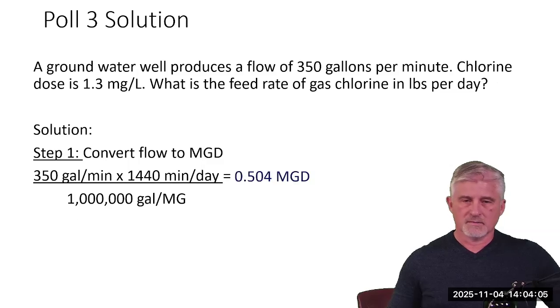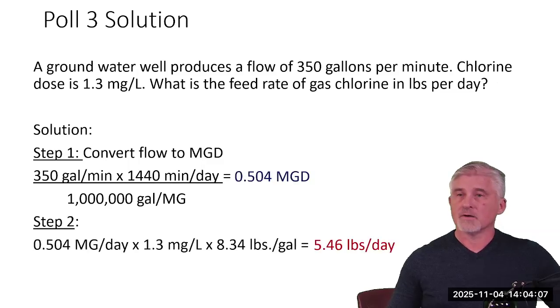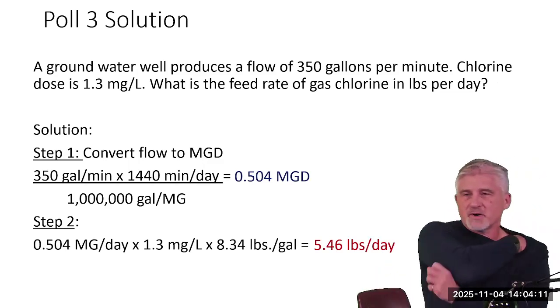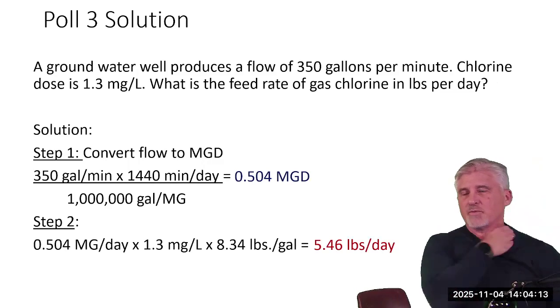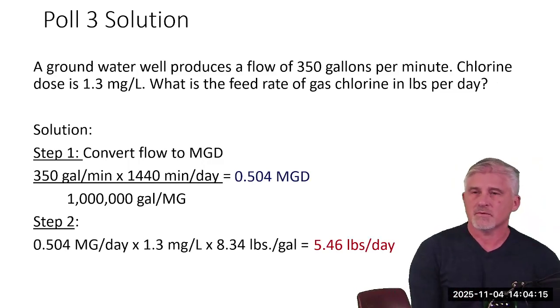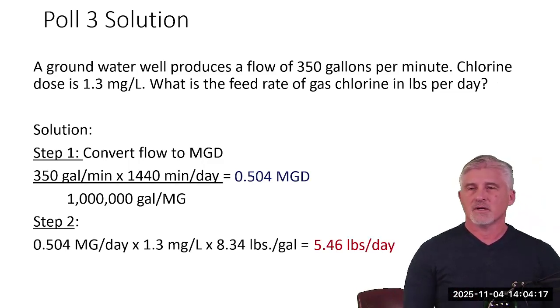Oh, sorry. No, sorry. We take our 0.504 million gallons per day. We multiply that by 1.3 milligrams per liter, which is our concentration, and multiply by the weight of water in pounds per gallon, and we get 5.46 pounds per day.